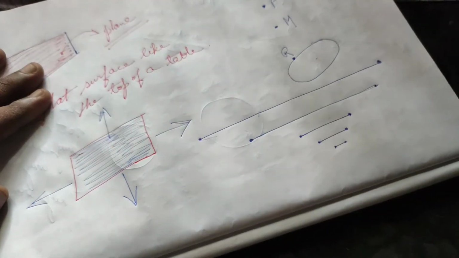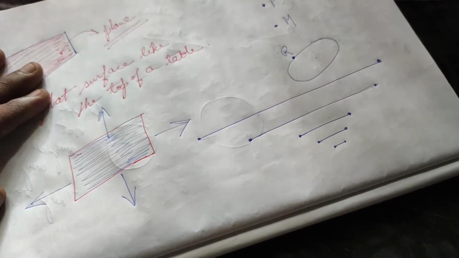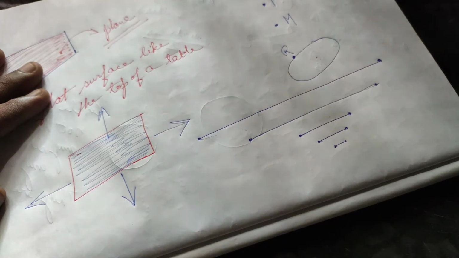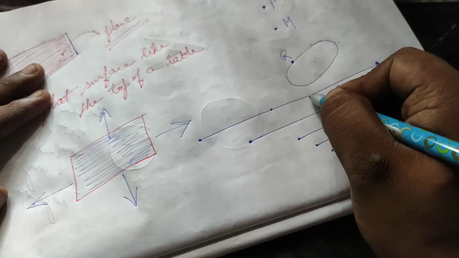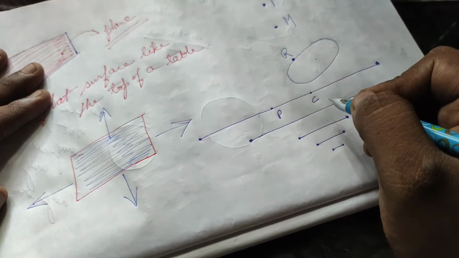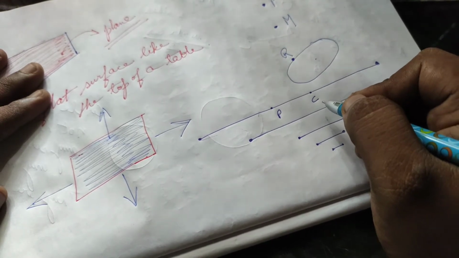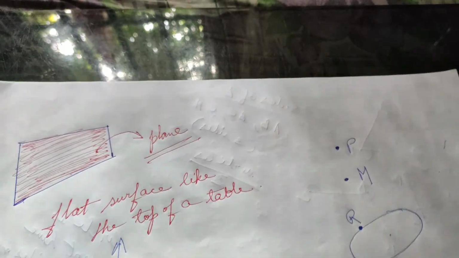But when I say line segment, that means if I have drawn a line, on that particular line I will draw one more line. See, on the big line I have drawn the line segment P and C. So PC is the line segment. That means PC is a part of a line.